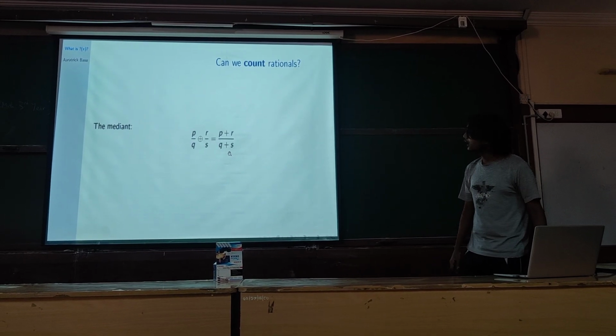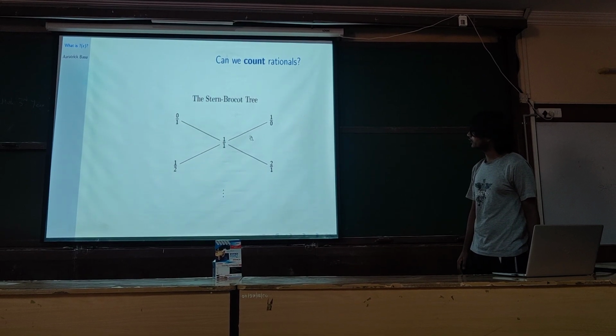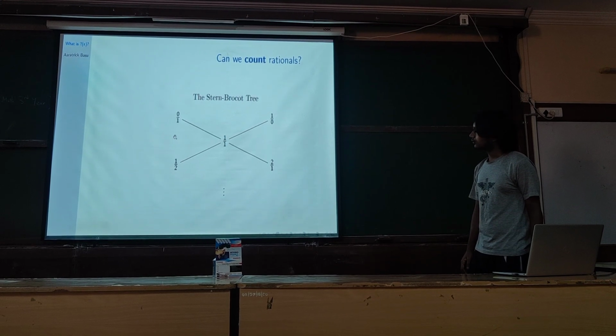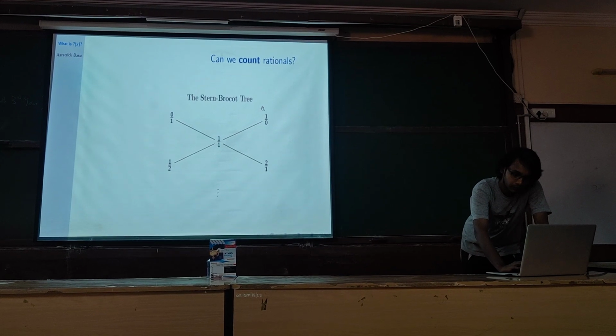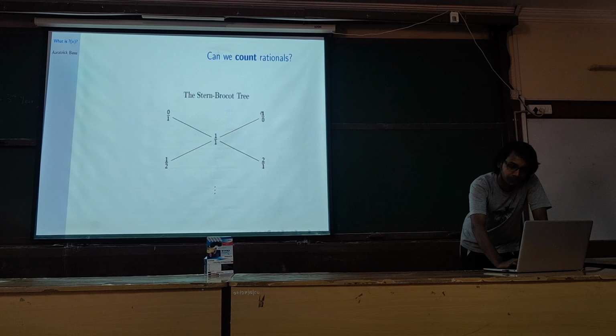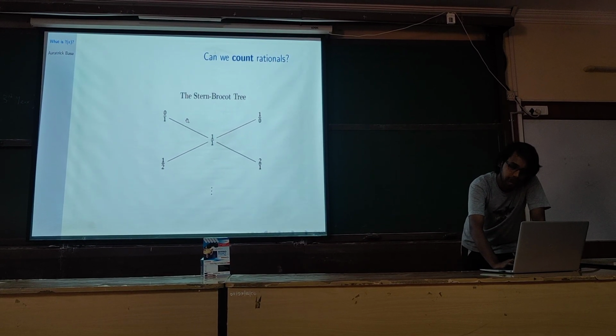And then we construct this tree called the Stern-Brocot tree, after the mathematician Stern and the clockmaker Brocot. It's constructed in this fashion. You start with these two numbers, 0 by 1 and 1 by 0. Of course 1 by 0 is not really a real number, but we just put it here for the sake of construction of this tree. And you take successive medians.